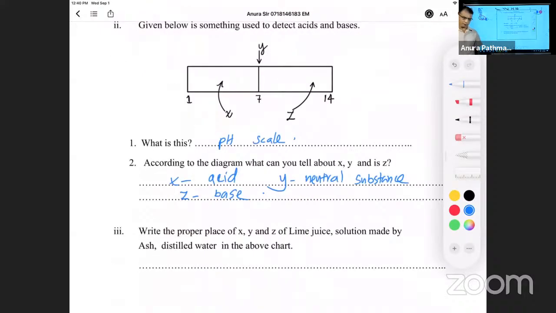Write the proper place of X, Y, Z for lime juice, solution made by ash, and distilled water in the above. Lime juice, X. Ash, Z. Water, Y.